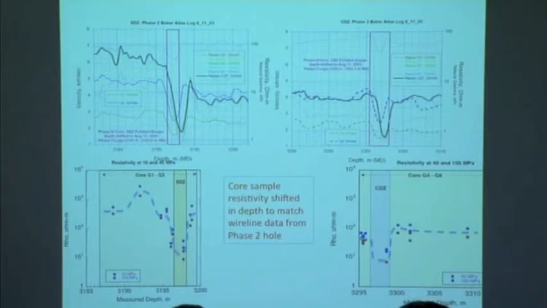One is there may be contamination here of drilling fluids, which are highly conductive, contributing to the overall resistivity measurements in the wireline logs, or we may have the wrong brine resistivity of the pore fluids that we're using in our tests of the core samples. But the general structure of this is a very good agreement between the two.